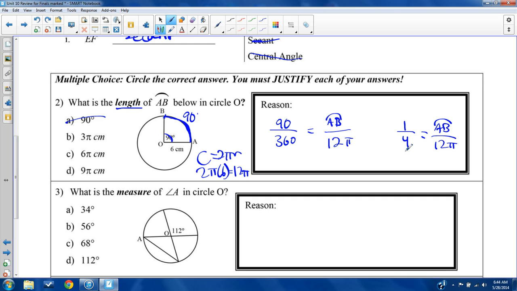And then now you can cross multiply. 4ab equals 12 pi, so ab equals 3 pi centimeters. Okay, so it will be b.